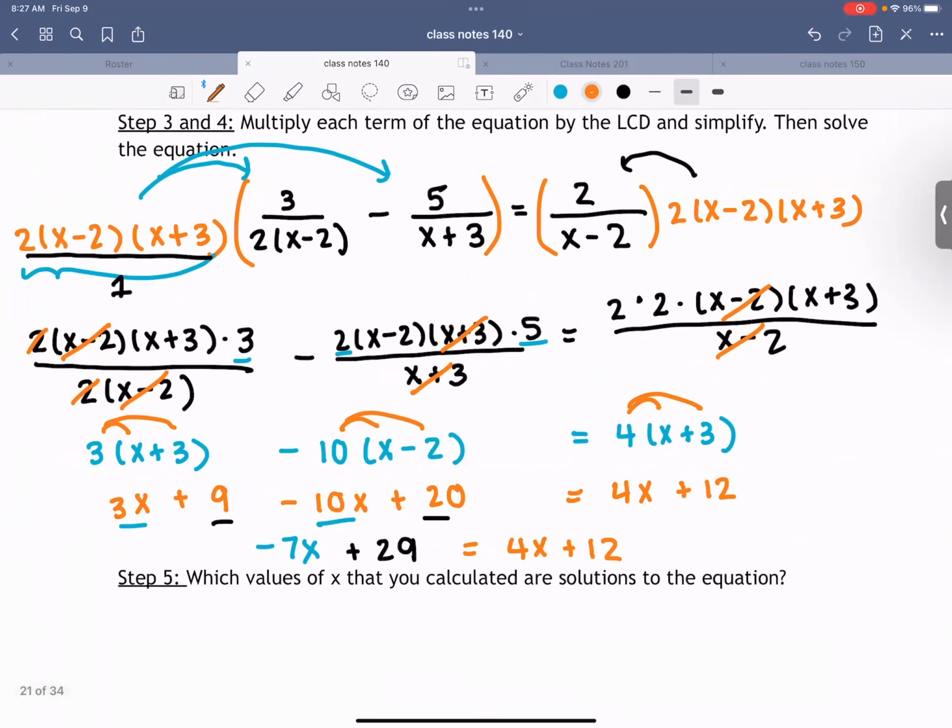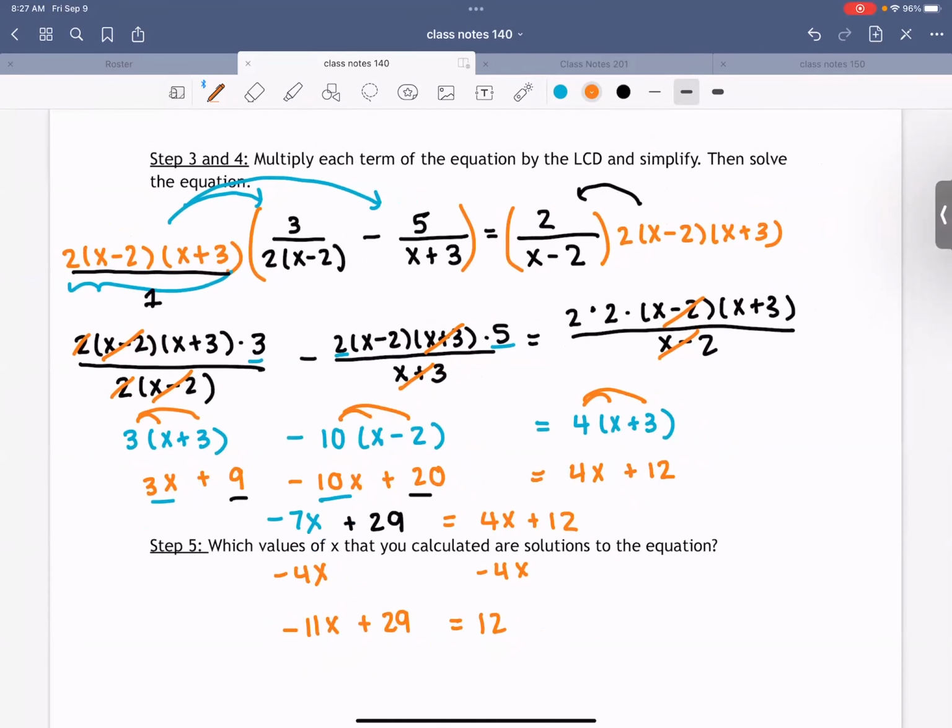So what's my next step here? Did you say add 7x? Is that what you, minus 4x? Okay, we can do that. Let's subtract 4x on both sides. Minus 4x, minus 4x. So negative 7 plus negative 4. I'm bad at mental math. 7, 8, 9, 10, 11. Perfect. So we got negative 11x plus 29 equals 12.